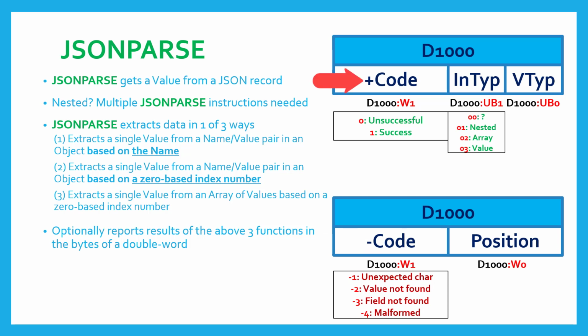But back to the positive code. The input type byte tells us what type of JSON record it detected when it did the search for what you wanted. A 0 here means that there is some syntax error, like a missing colon or something. The value type byte tells us what kind of value is extracted. Armed with this information, you can now write very complex ladder logic to figure things out if need be.